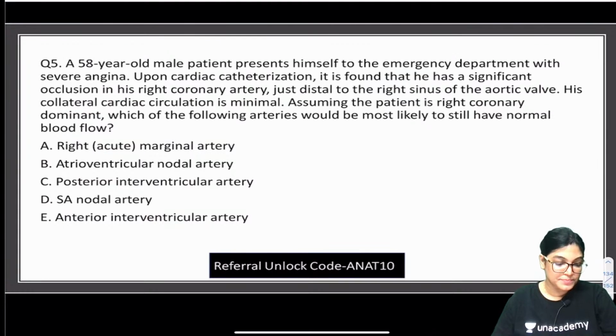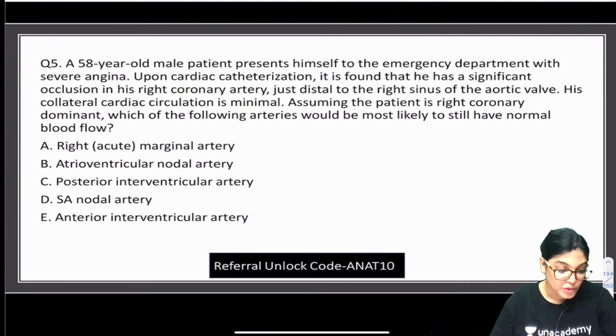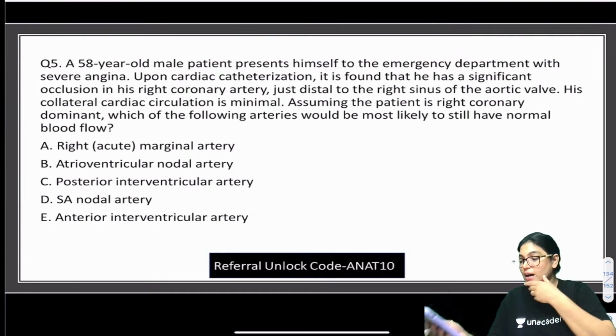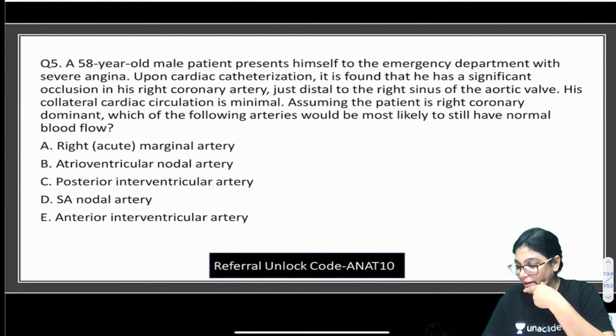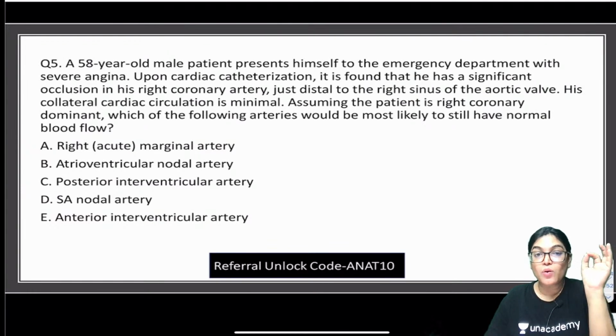Question number 5. See here, which of the following arteries is most likely to have normal blood flow? Sam is telling C. Read the MCQ nicely. What happened? Everyone is telling C. A 58-year-old male patient presents himself to the emergency department with severe angina.